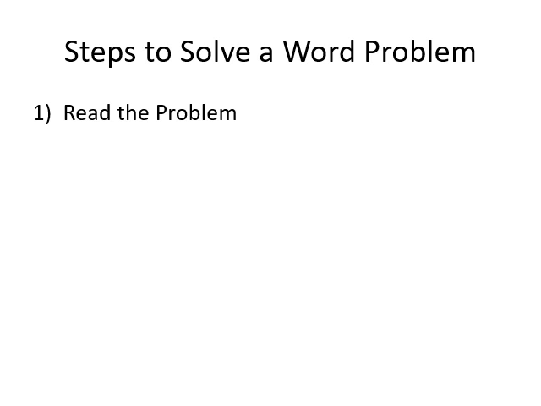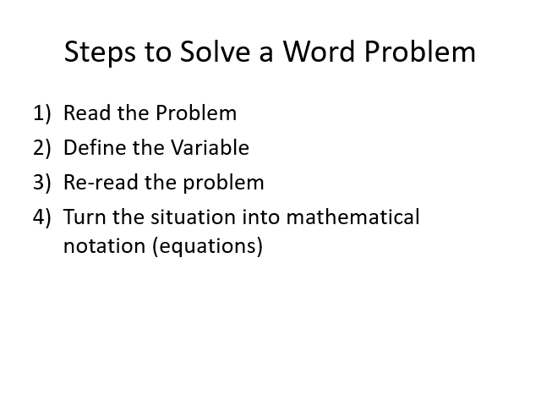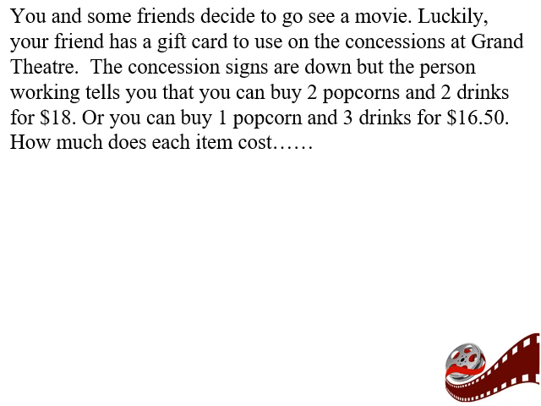The first step would be to read the problem. From there, we define our variables. What are we really looking for? After that, reread the problem. That's going to help us turn the situation into a mathematical notation or an equation. After we have our equations, we can solve and make sure we reread the problem and answer the question at the end. We need to make sure our answers make sense. Here's our first of two examples.